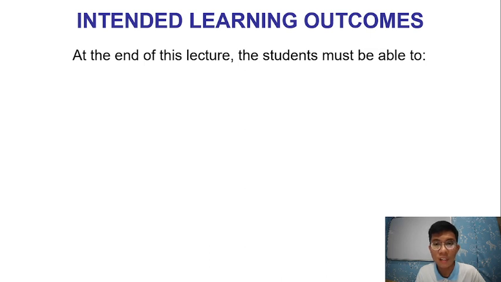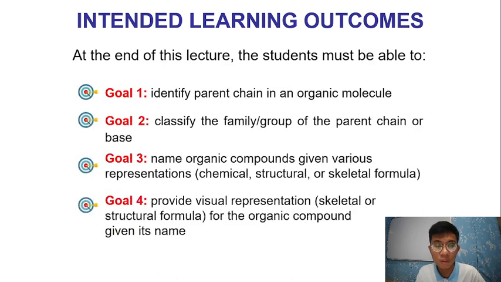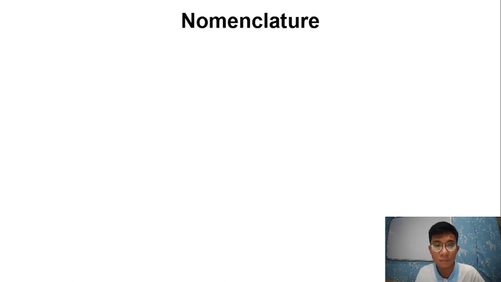So, the intended learning outcomes at the end of this lecture, you should be able to: number one, identify the parent chain in an organic molecule. Number two, classify the family or the group of the parent chain or the base. Number three, name organic compounds given various representations like chemical, structural, or skeletal formula. And lastly, provide a visual representation, either a skeletal or structural formula, for the organic compound given its name.